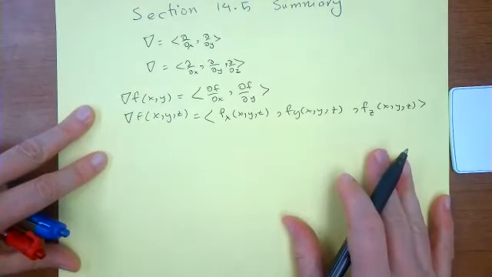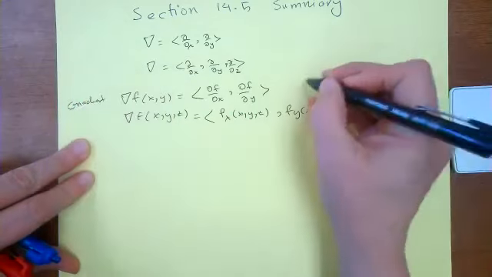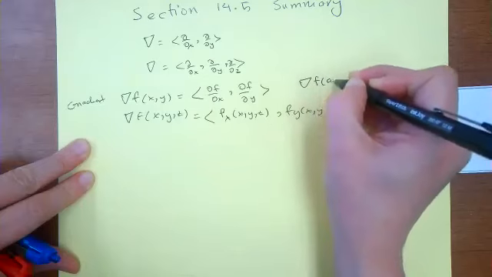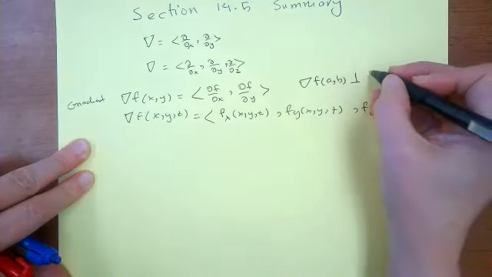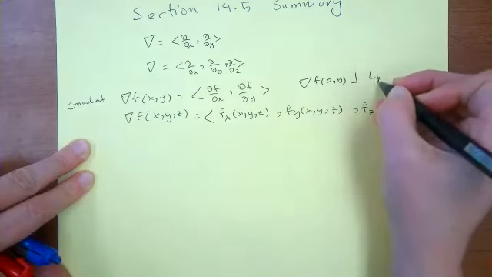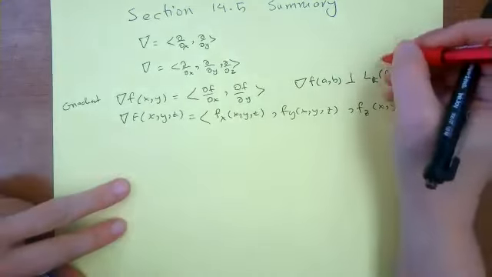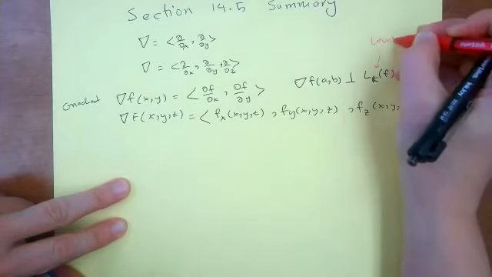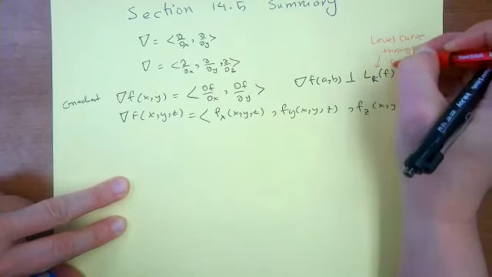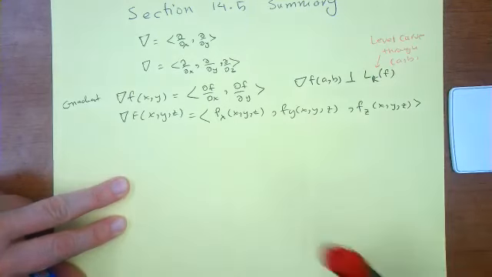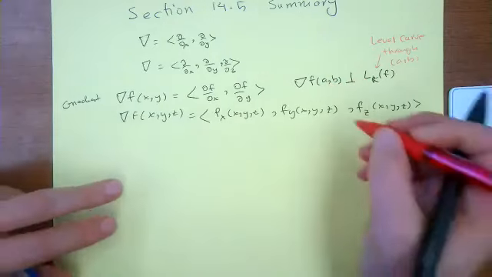Now, what are the important parts in here? When you define a gradient, I know that the gradient of f at point A and B, if it exists, is perpendicular to the level curve of f. This is the level curve that goes through point A and B. So every gradient in 2 dimensions is perpendicular to a level curve.